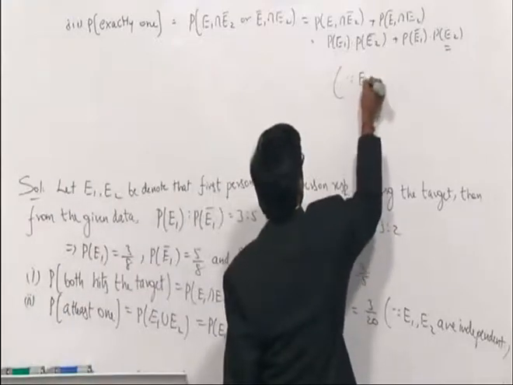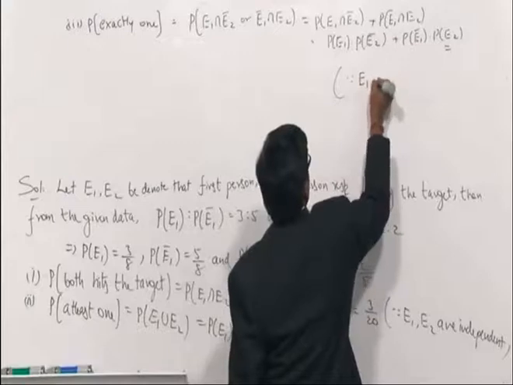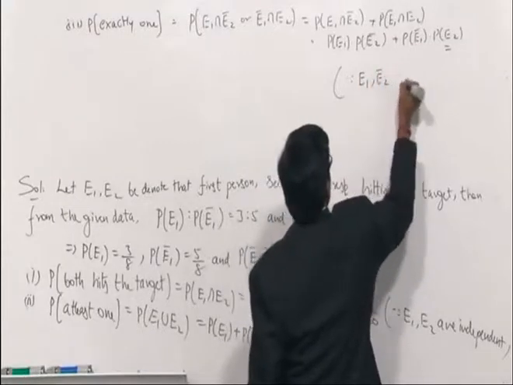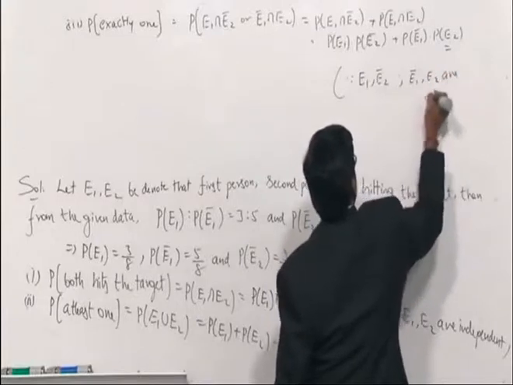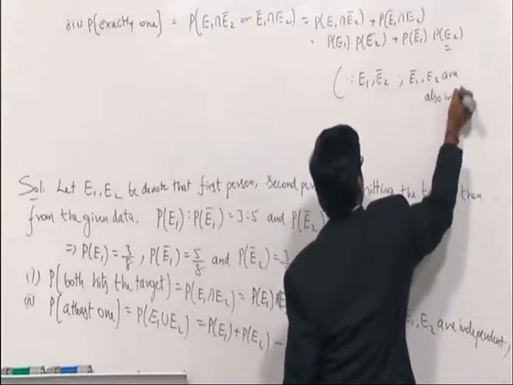Since E1, E2 bar, E1 bar, E2 are also independent.